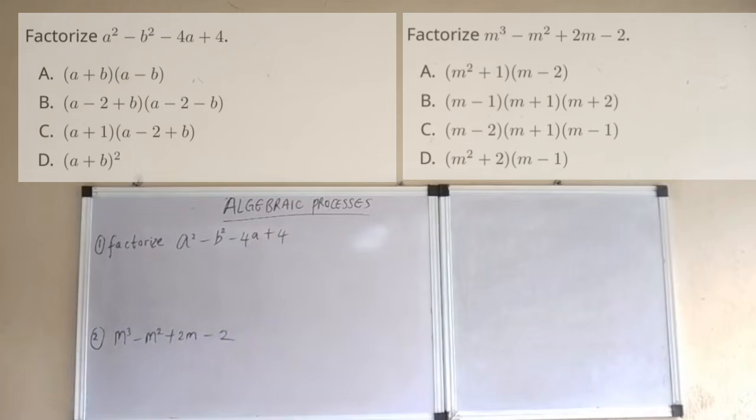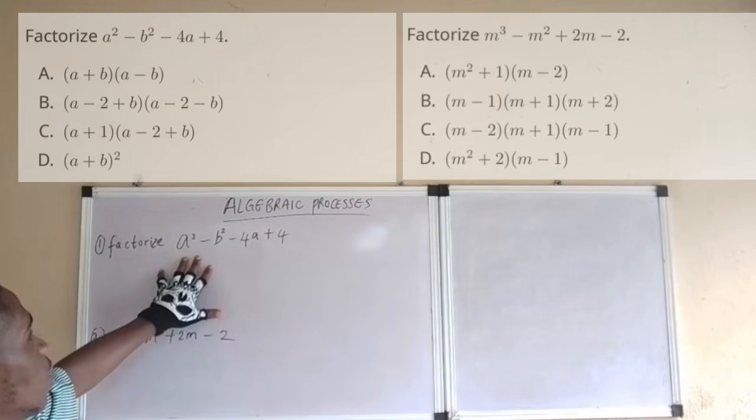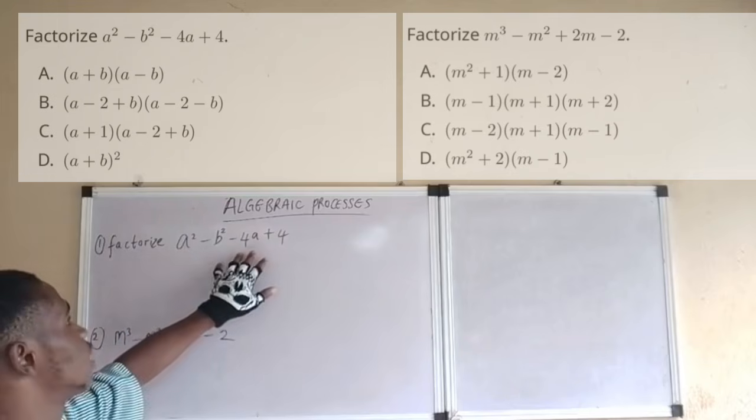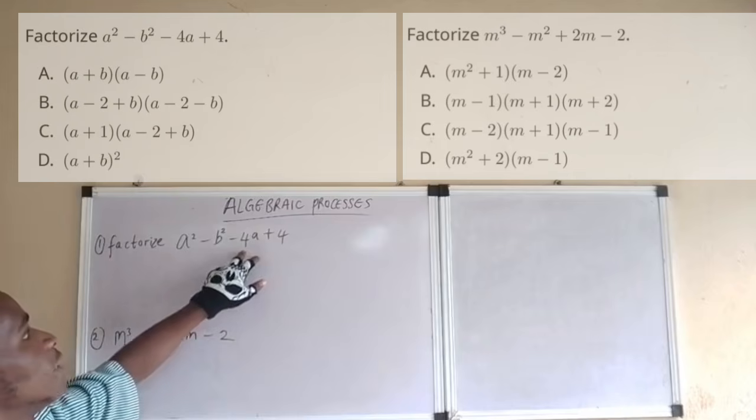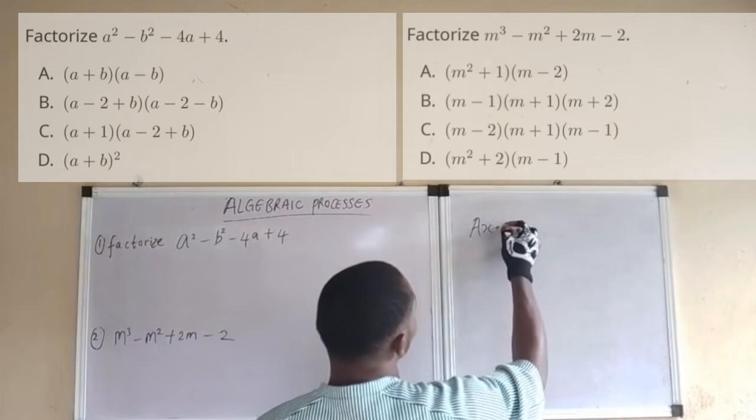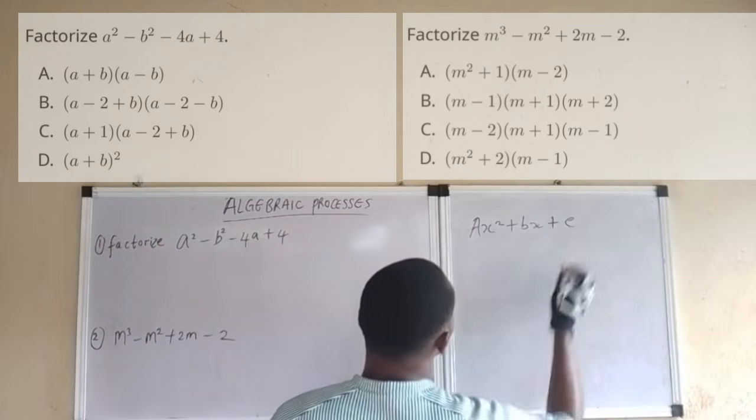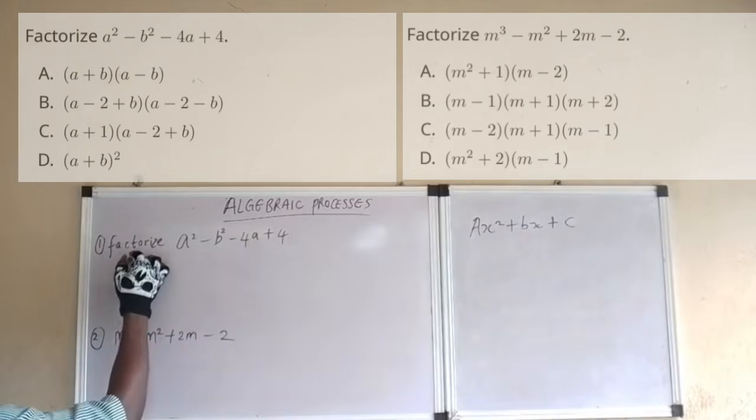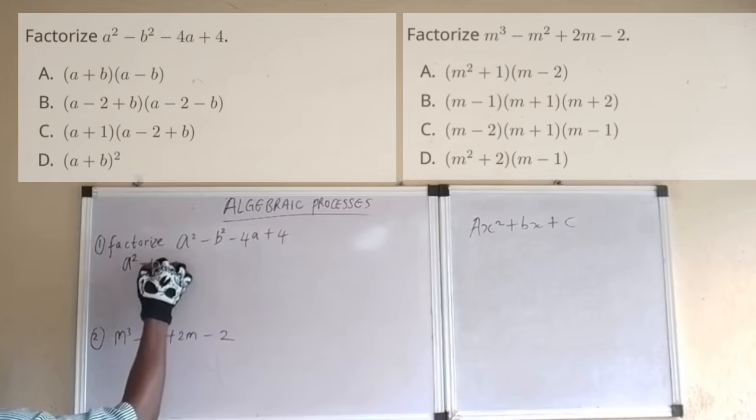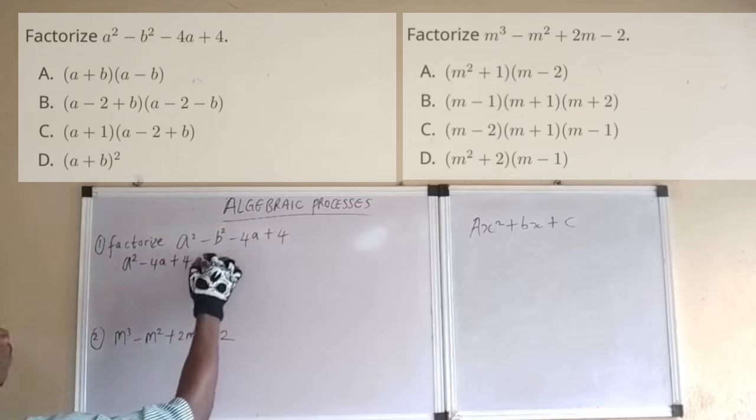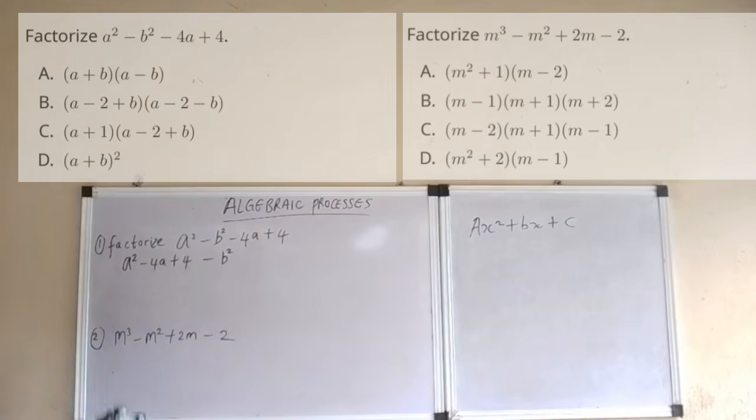All right. Now, if you look at this question very well, we have a squared. And a here is having another coefficient of 4a. And then we have a constant 4. So if you look at this, it's more like in the format of a quadratic equation, ax squared plus bx plus c. It's in that format. So if we rearrange this, we're having a squared minus 4a plus 4. This alone looks like a quadratic equation. Then minus b squared.